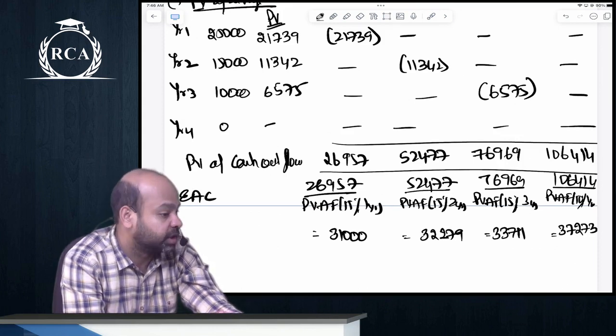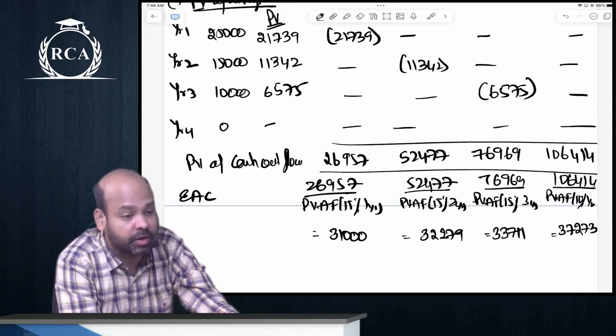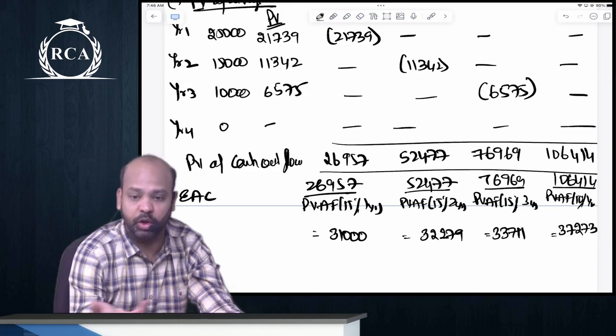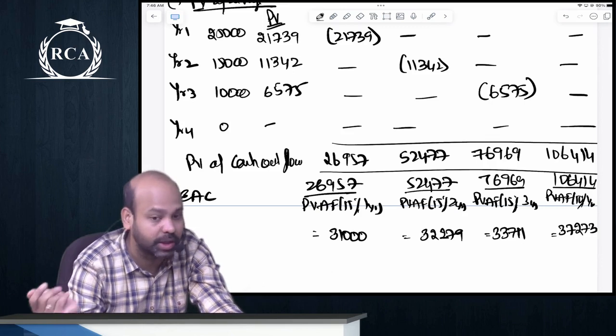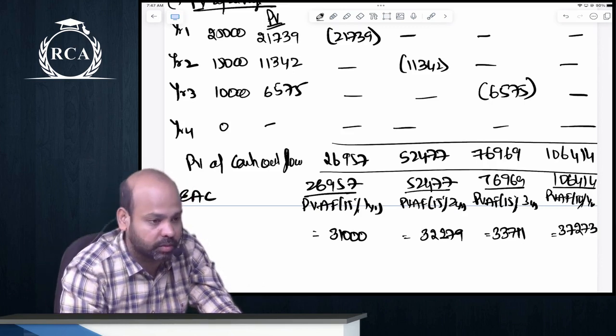If it is a new machine, the purchase price is coming into picture. If it is an old machine, beta, what will come? Opportunity cost. That is the value that you could have realized today by selling the asset. In a new machine you will not see opportunity cost because you did not purchase the machine yet. You're going to purchase the machine now. That itself is your outflow. Is that clear, beta? Write that note there if you want.